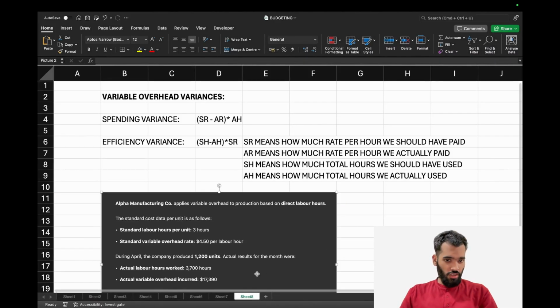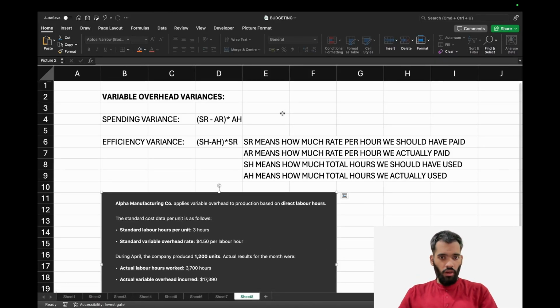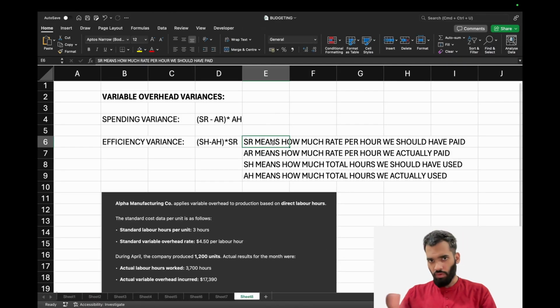Now, of course, we have a question here, but I also want to make a change in the writing. Of course, we explained everything about what standard rate in variable overhead means. So let me change it. Standard rate means how much rate per hour we should have paid.